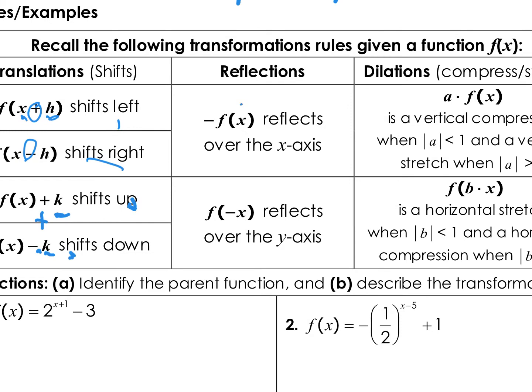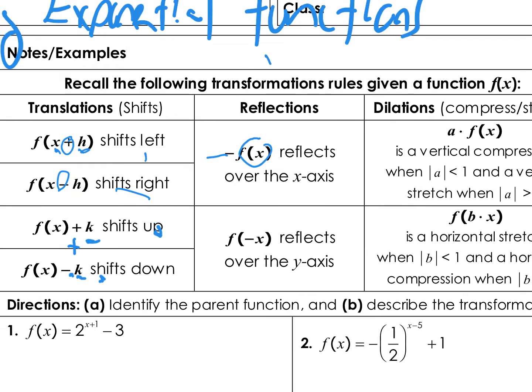If you take a function and you multiply a negative in front, it goes upside down. Remember, if we looked at y equals x squared versus y equals negative x squared, it flips upside down across the x-axis. If only the x is getting the negative, it flips over the y-axis.